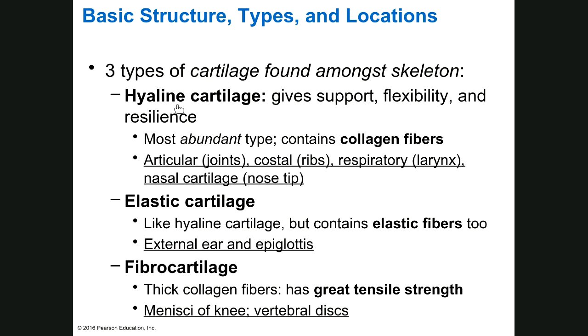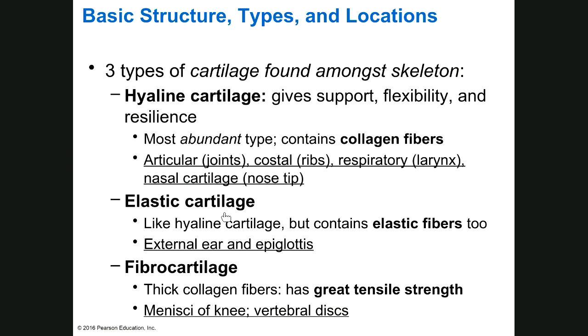Hyaline, excuse me. This is the most abundant kind. Remember that it has collagen. Recall your locations for hyaline cartilage. We're going to find hyaline cartilage associated with joints, and because of that, it's sometimes referred to as articular cartilage. Articular means joints. Costal cartilage is associated with the ribs. Costal cartilage can also be called articular cartilage because these are kind of like joints there. In the respiratory system, there is hyaline found in the larynx, and also the tip of the nose is made of hyaline cartilage.